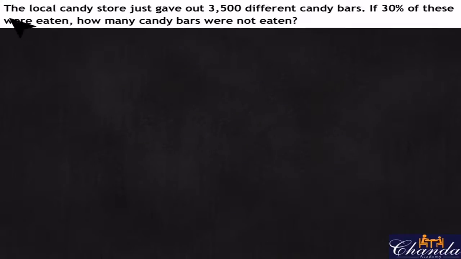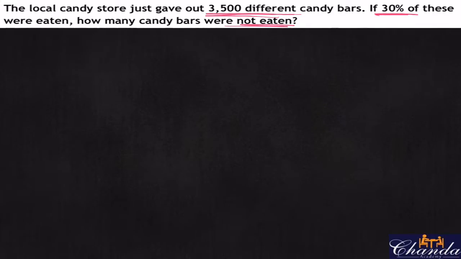So this question says, the local candy store just gave out 3,500 different candy bars. Now, if 30% of these were eaten, how many candy bars were not eaten? So, again, just like always, let's underline the most important parts. So we have 3,500 different candy bars, 30% eaten, and we need to figure out how many were not eaten.